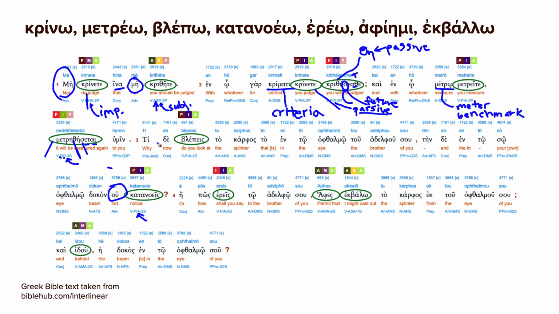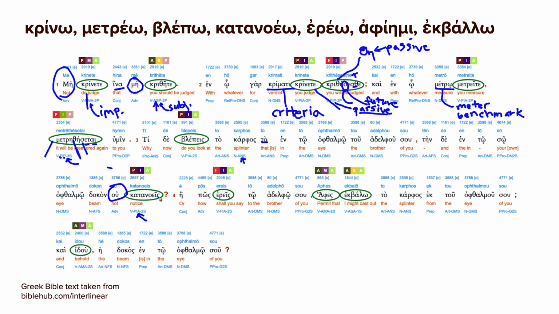All right, so next we have ti de blepeis: why now are you looking at to karphos, a splinter, which is neuter. Then this to is used to connect karphos with what describes it after: in the eye of your brother. Okay, so it's in the eye of the brother, your. This will get much easier as you read ancient Greek. And then in your own eye, you don't notice. Ou katanoeis, you don't notice. And this is again present indicative active, second person singular. Notice how he switched from talking to a group of people to talking to one particular person, the one who's trying to tell his brother to get that splinter out when there's one giant piece of wood, a big beam, in your own eye.